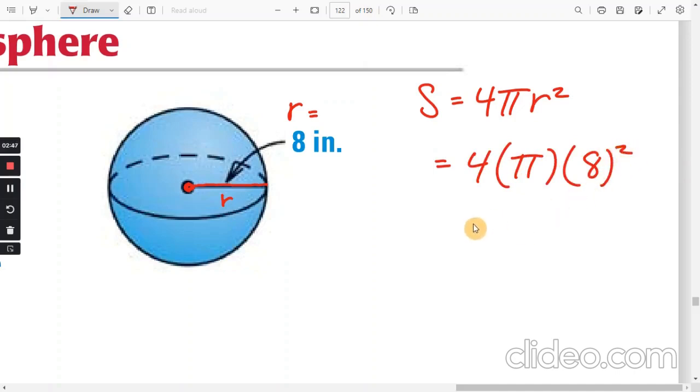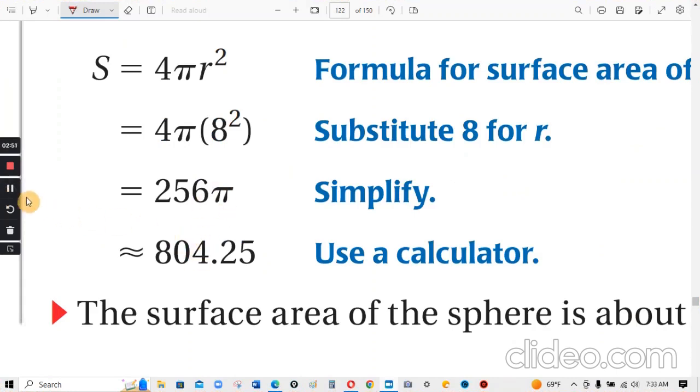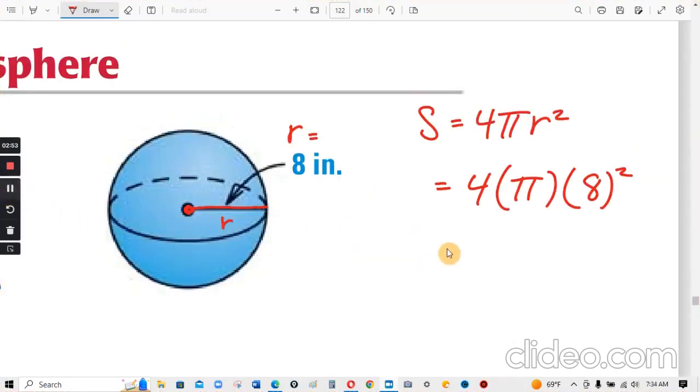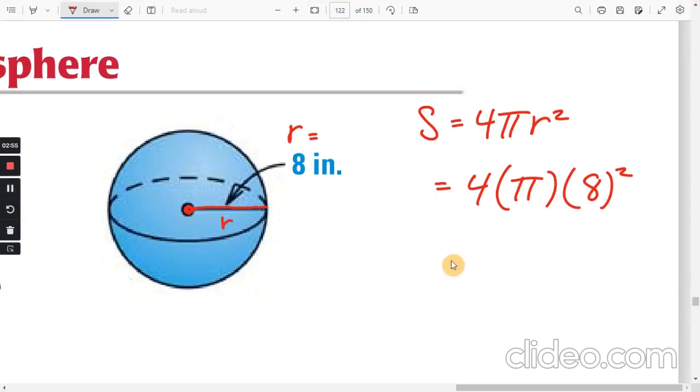Let me see if their answer is rounded off. Okay, they actually did both. So if I were to leave this in terms of pi, I would just do 4 times 8 squared. 4 times 8 squared is just 256. So that is 256 times pi. And the units on the radius were inches, but the radius got squared, so that's going to be inches squared.